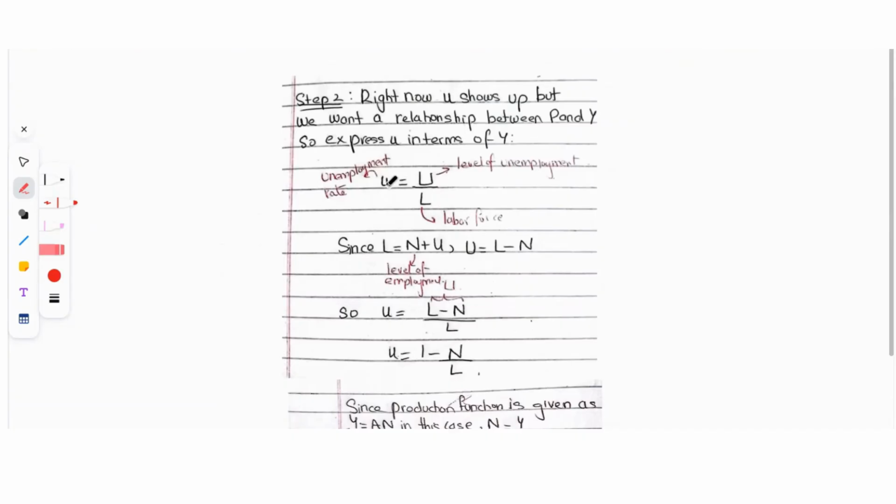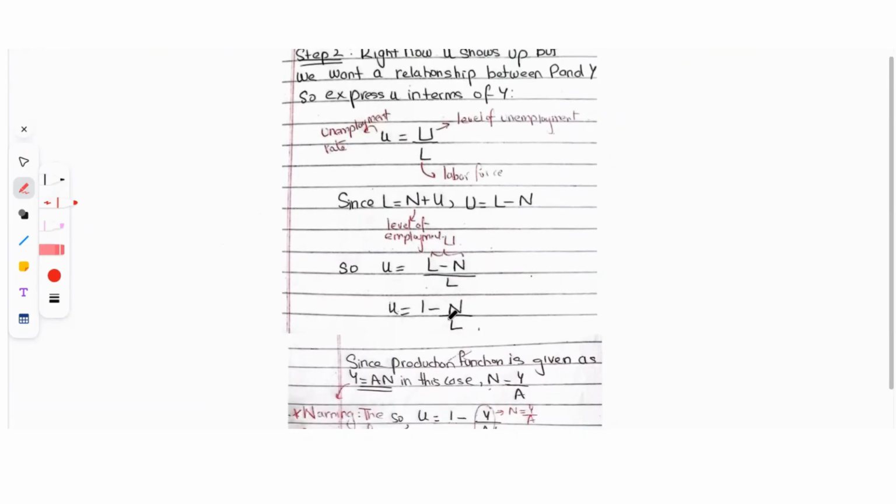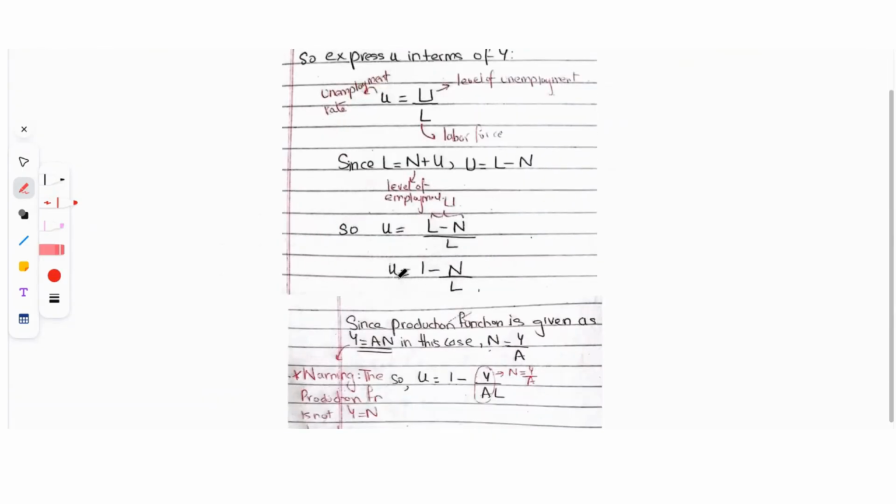Remember, small u is the unemployment rate, capital U is the level of unemployment. So then we can write the unemployment rate as labor force minus level of employment, which is equal to the level of unemployment divided by the labor force, which we can further simplify as u is equal to L times (1 minus N by L). Now, this gives us a relationship between u and N. We want a relationship between u and Y.